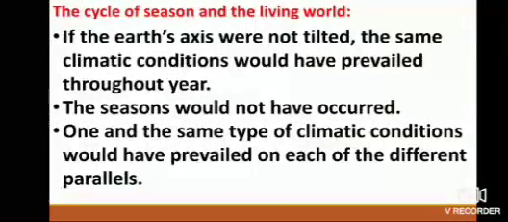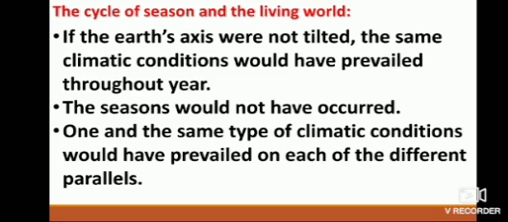The cycle of season and the living world. If the Earth's axis were not tilted, the same climatic conditions would have prevailed throughout the year. The seasons would not have occurred. One and the same type of climatic conditions would have prevailed on each of the different parallels. It is the tilt of the axis that leads to occurrence of seasons, change and diversity on the earth.